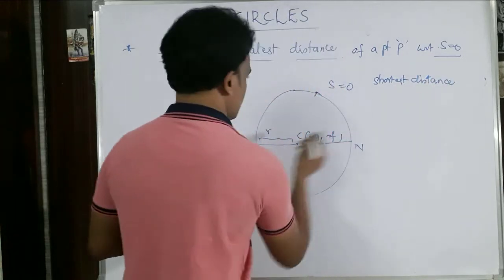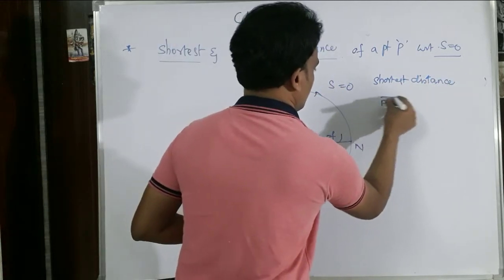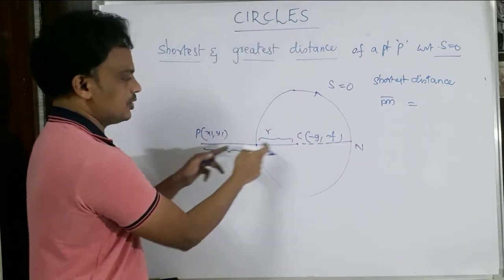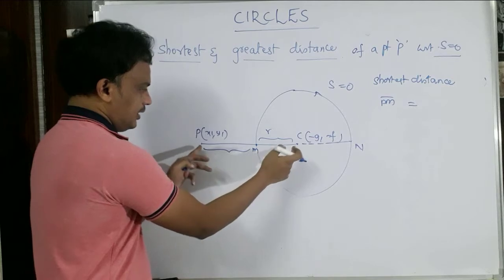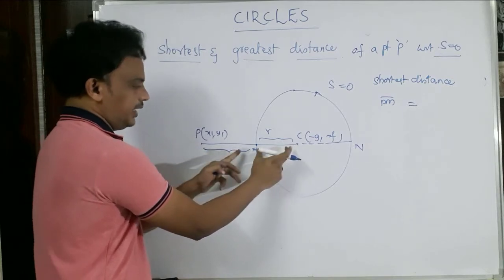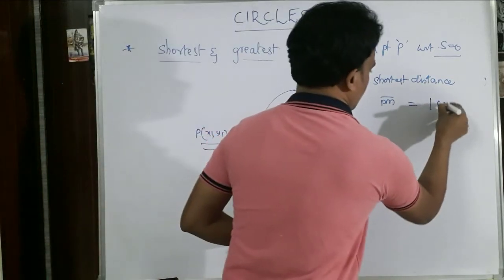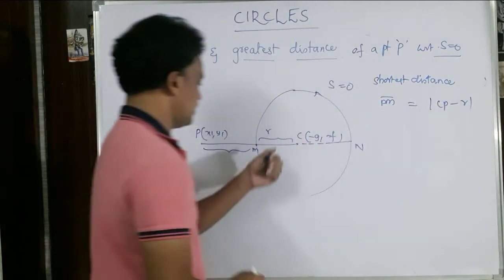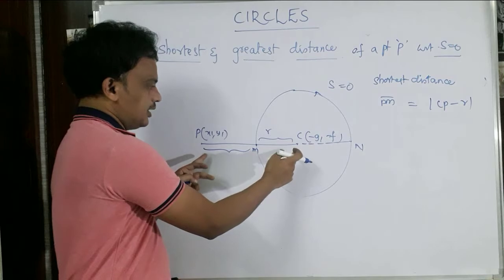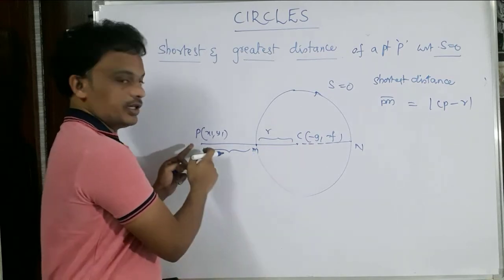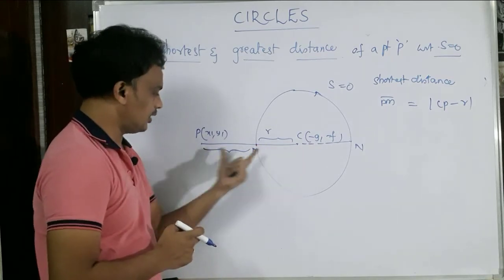Yes, so the shortest distance is PM, the shortest distance from a point to the circle. So how can you get the PM? It is CP minus R, the distance from C to P minus R. So the modulus of CP minus R is the shortest distance of a point to the circle. CP is the distance between the center and the given point, minus R. You will get this, and this will be the shortest distance.